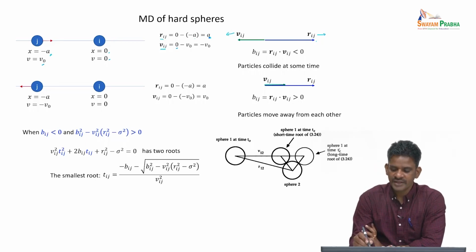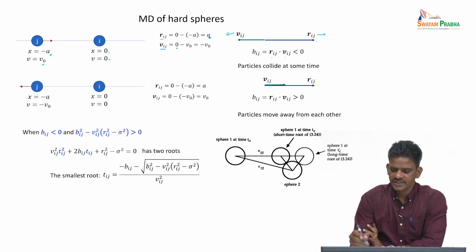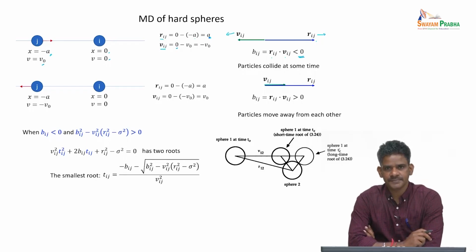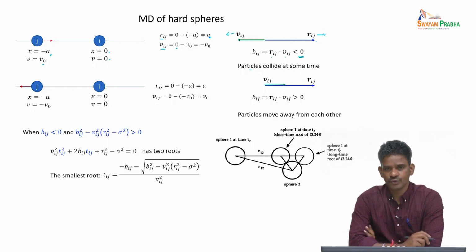Now, the quantity Bij, which I defined as the dot product of Rij and Vij, is negative in this case. So, whenever this Bij is negative, then the collision is possible. So, this is one result. These particles will collide at some particular time in the future.